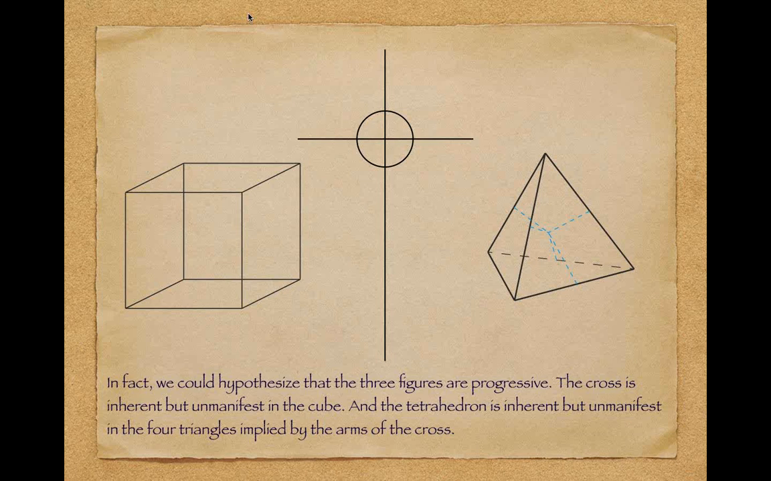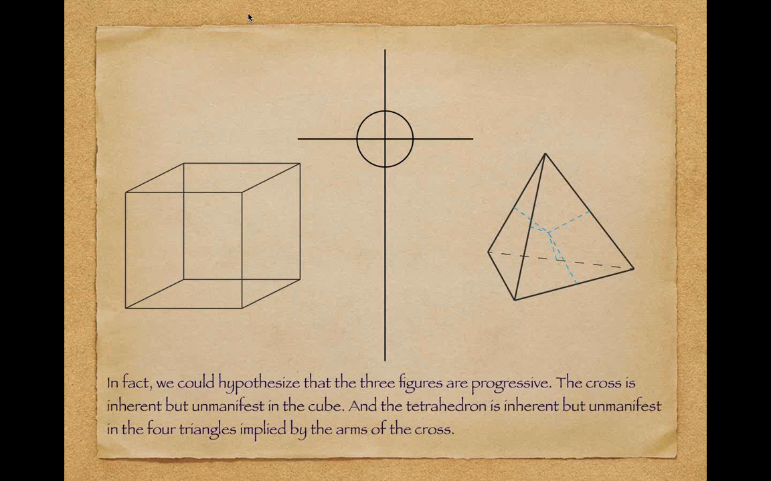So you could say that the cube has the potential of the cross within it, and the cross has the potential of the tetrahedron, which is made up of 4. It's completely expressive of the energy of the equilateral triangle, but because of its fourfold nature, it's within the realm of form.